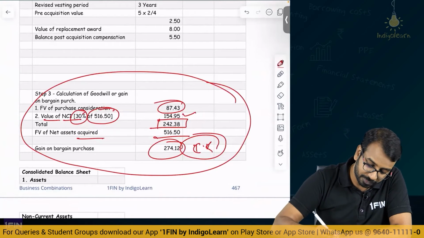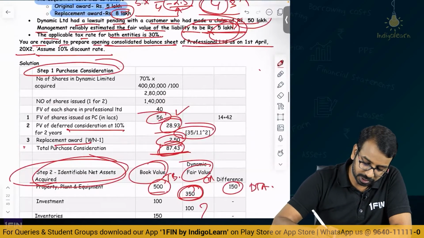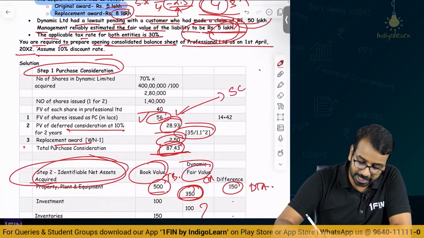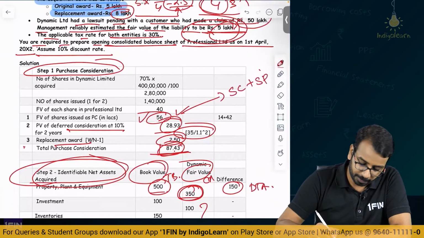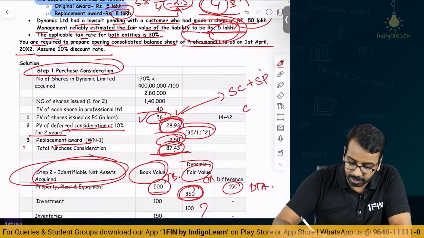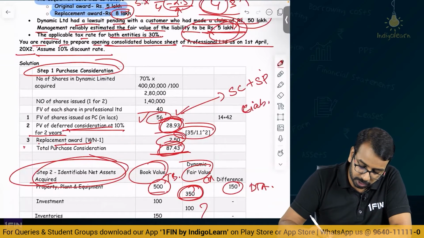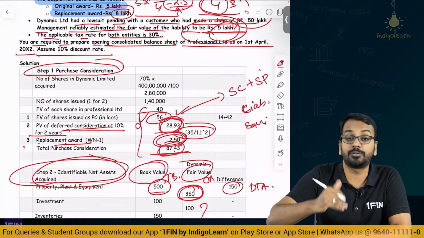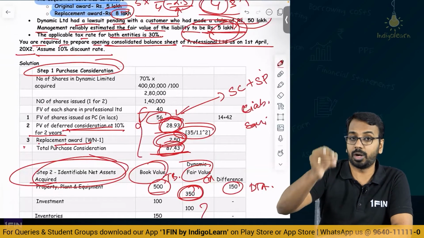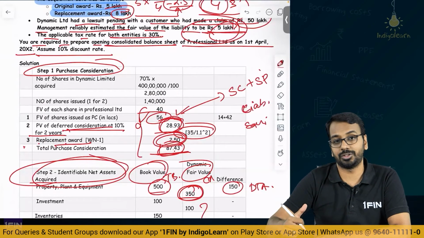Okay. So fair value of purchase consideration 87.43. What is the breakup? 87.43, there is a breakup of shares issued 56 lakhs. So this you will add it to share capital plus securities premium. Then present value of deferred consideration 28.93, this will become your liability, non-current liability. Then replacement award 2.5, this you will add it to again equity, right? So all of these have to be treated, shares issued, whatever is done, all of these have to be adjusted in the balance sheet, right?